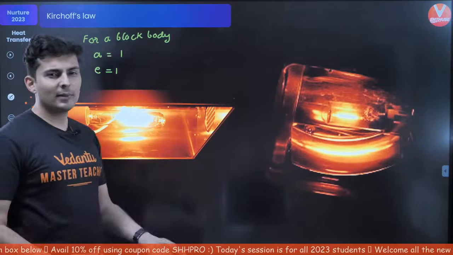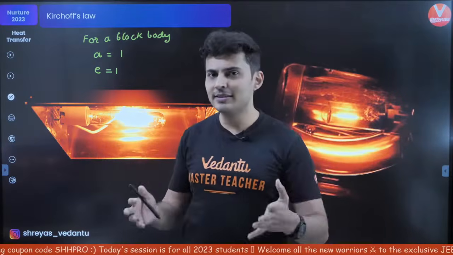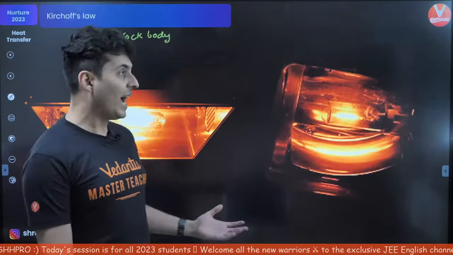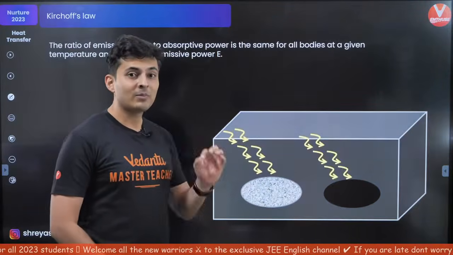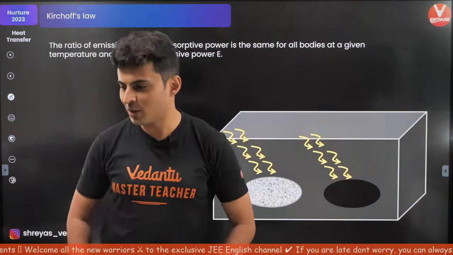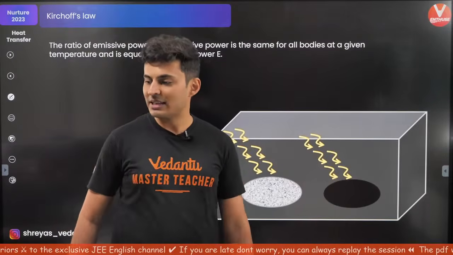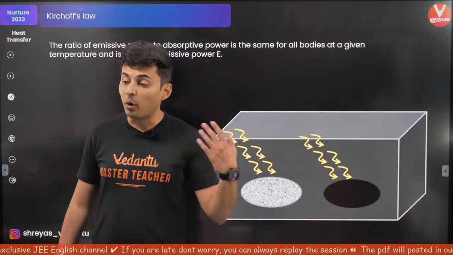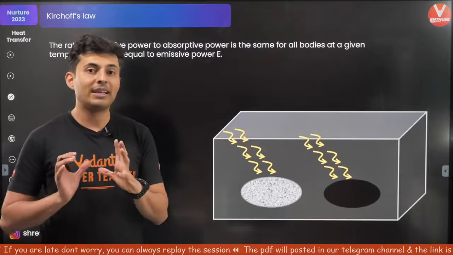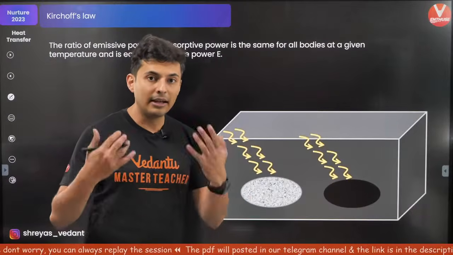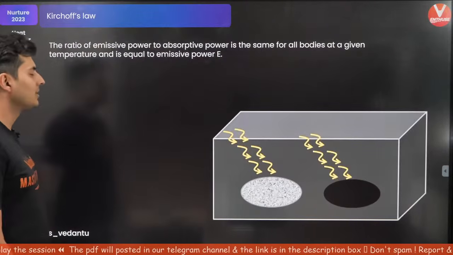For any other body which has some A and some E, you can easily prove that the value of the absorption coefficient and the emission coefficient for any other body is always equal. Will the black body emit the most powerful radiation compared to any other body, not any other color, when you give heat? Yes. Black body will emit many colors and in greater amounts as compared to other bodies at the same temperature. I hope that is clear.